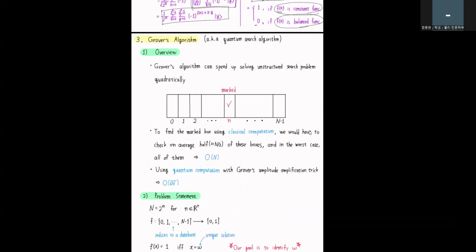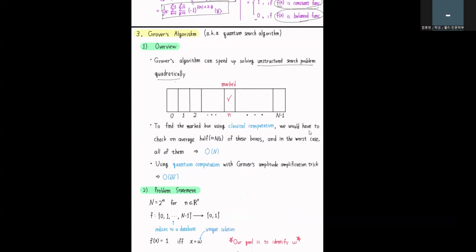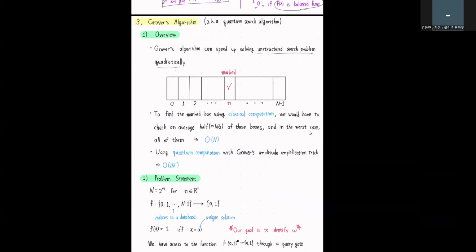So the next algorithm we're going to cover is Grover's algorithm, or the quantum search algorithm, which is basically a quantum algorithm for solving the unstructured search problem. And this gives us a quadratic speed up. So just to remind you, an unstructured search problem is basically searching different possibilities for a certain solution, of course.